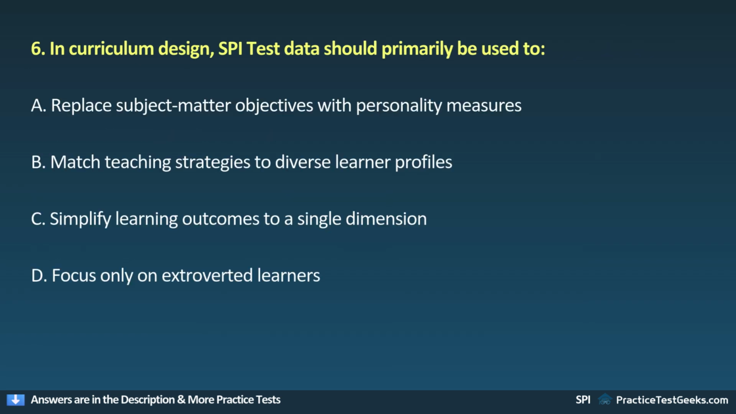6. In curriculum design, SPI test data should primarily be used to: A. Replace subject matter objectives with personality measures. B. Match teaching strategies to diverse learner profiles. C. Simplify learning outcomes to a single dimension. D. Focus only on extroverted learners.